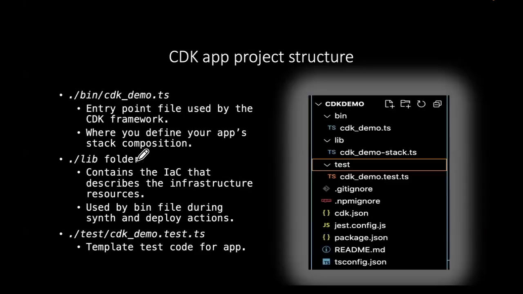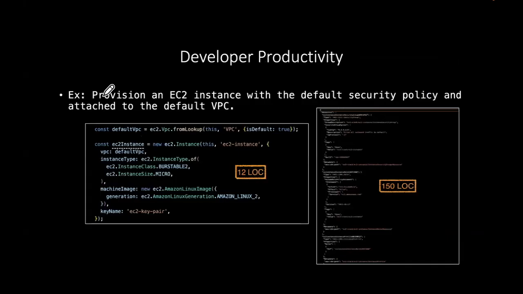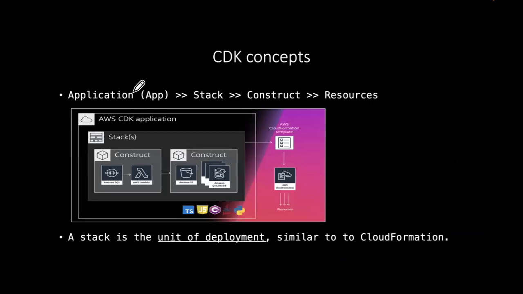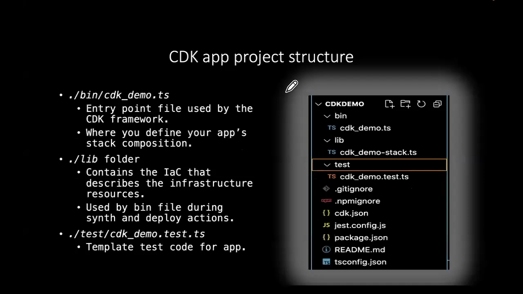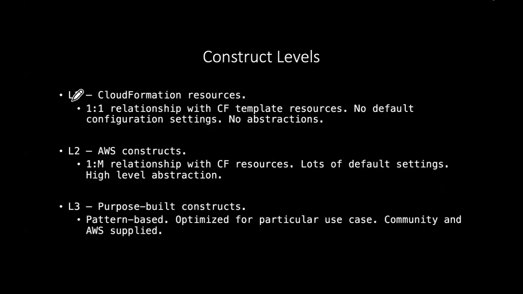If I just go back again, sorry, to here. So I said, sorry, here, an application is comprised of stacks, and a stack is comprised of constructs. Now it turns out that there are 3 levels of constructs. That's what I'm talking about here. There are what are called L1 constructs, L2 constructs, and L3 constructs. This is specific to the CDK framework. Other competitor frameworks don't necessarily use the term constructs, and they don't talk about L1, L2, and L3.